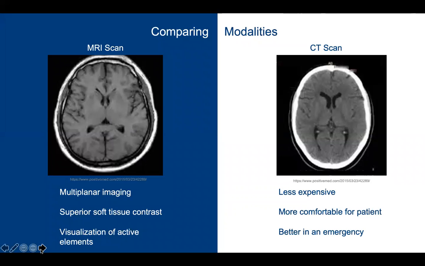There are also advanced techniques and functions that the MRI has that the CT scan does not, including diffusion, spectroscopy, perfusion, and most importantly, functional MRI, which allows for visualization of active parts of the brain during certain activities.